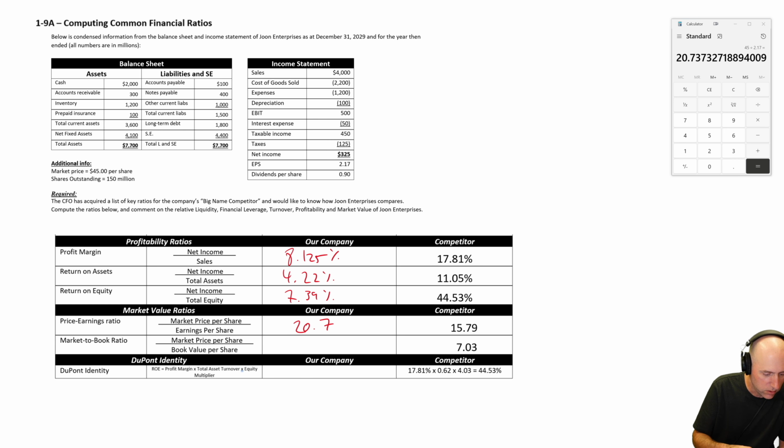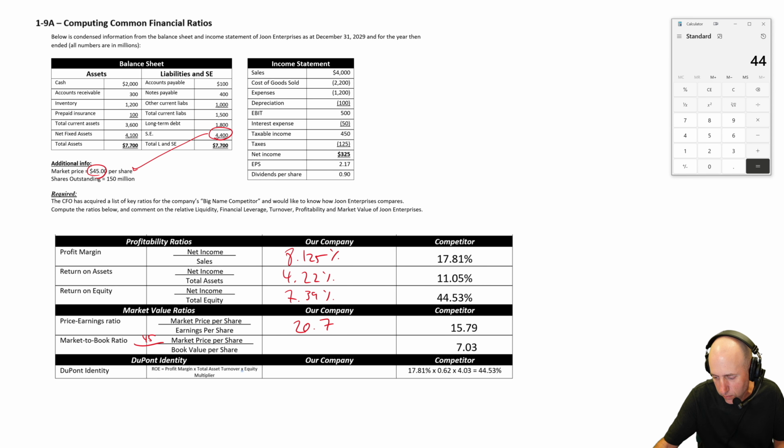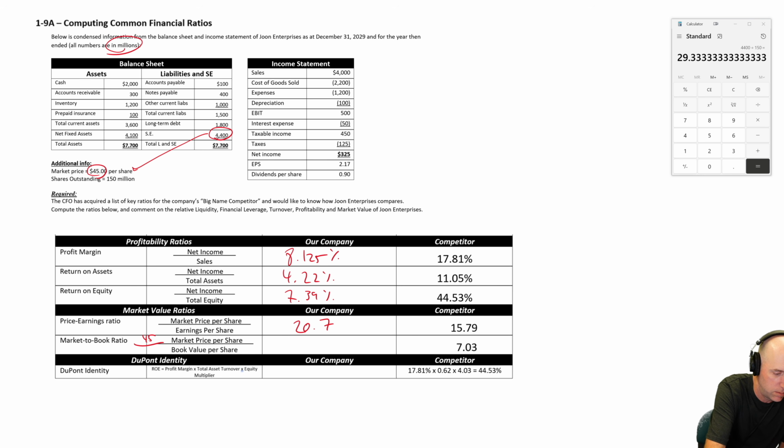Okay, the next ratio, market price per share, 45 bucks divided by book value per share. So same 45 bucks. Book value per share is our equity divided by the number of shares outstanding, 4,400 divided by 150 million shares outstanding. This is in millions, so that's why we can just do that straight calculation. Our book value per share is $29.33.